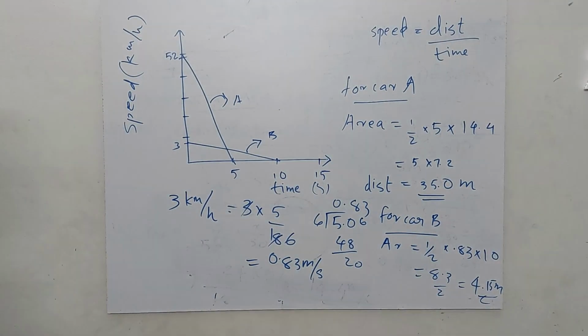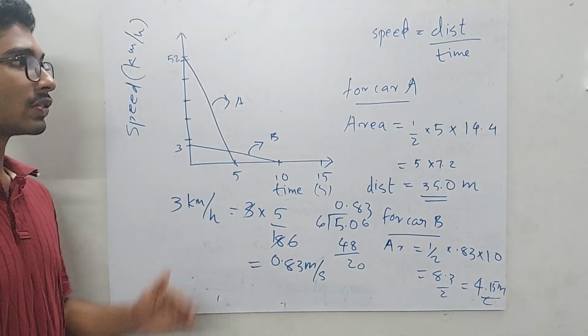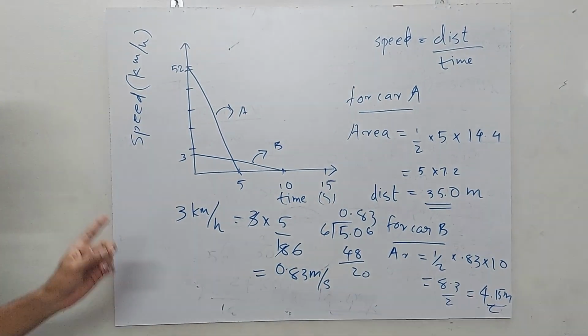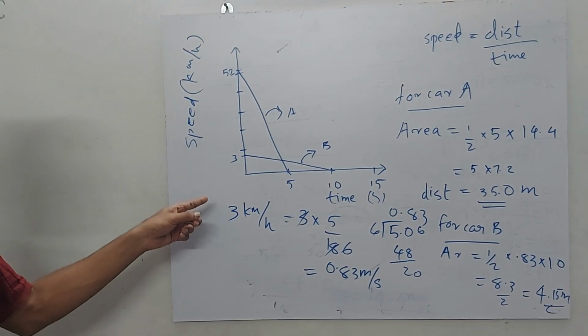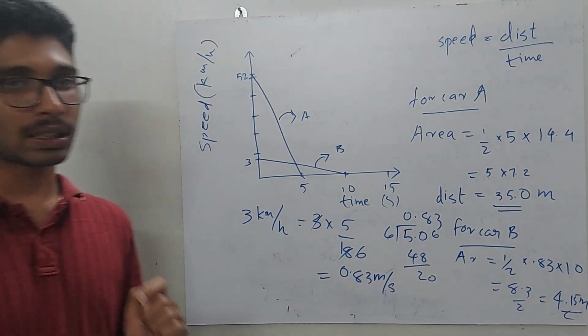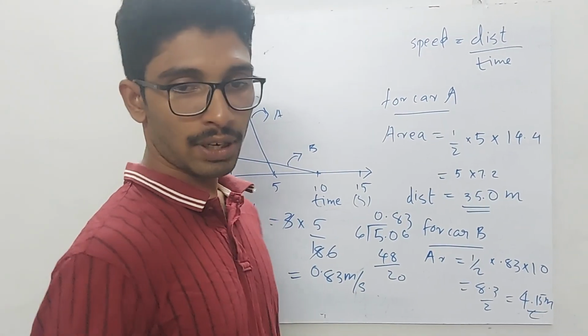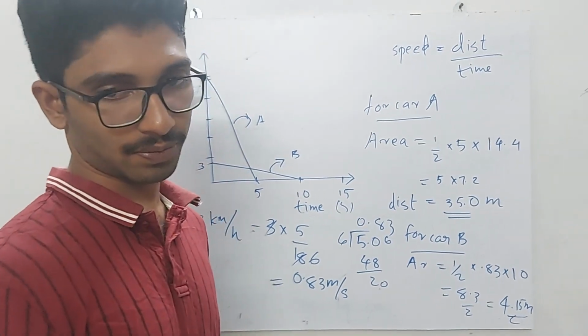The only thing that we have to do is to calculate the area under the graph of the speed time graph, which will give us the distance. Another thing that we need to be careful about is to convert kilometer per hour into meter per second. Okay, now let's move to the next question.